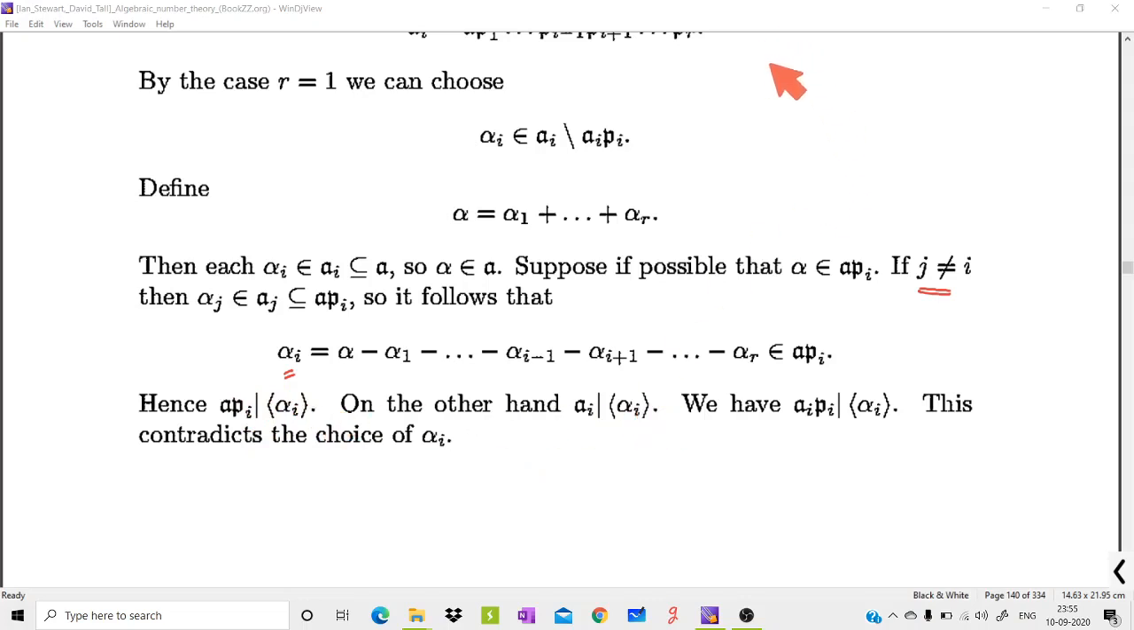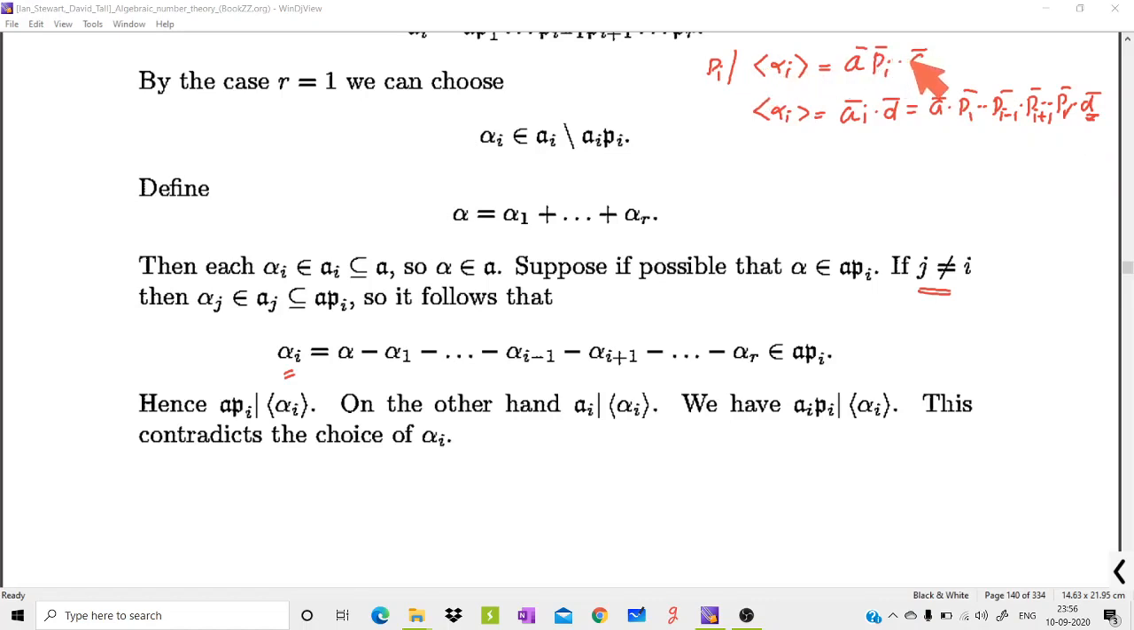What is the meaning of that? The ideal generated by alpha_i can be written as A P_i is a factor, that means A P_i into some C. Now alpha_i can also be written as A_i into some D. What is A_i? A_i is A into P1 into etc., P_{i-1} into P_{i+1} etc., P_r, into D. This is A_i. So A_i into D. So from this you can say that P_i divides this one.